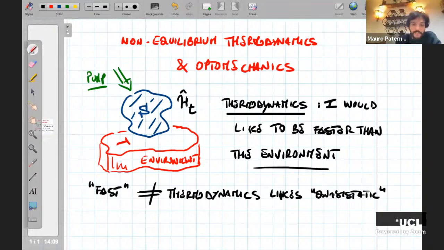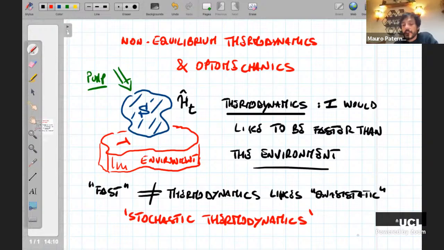Luckily enough, a framework for the study of such fast processes from a thermodynamic viewpoint has been developed. And this is the framework of stochastic thermodynamics. What I mean by this is that I can generalize the laws of thermodynamics to a framework where my transformations are explicitly and declaredly not quasi-static. The implications are quite a few, and in fact, the very foundations of the framework of thermodynamics have to be reconsidered.